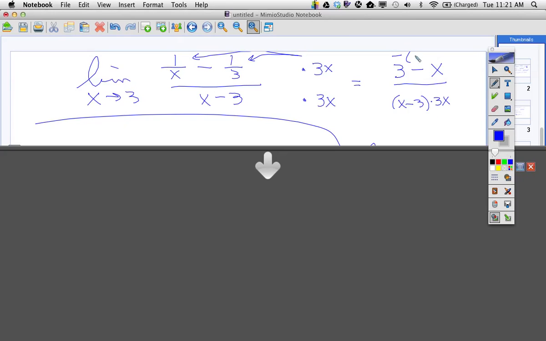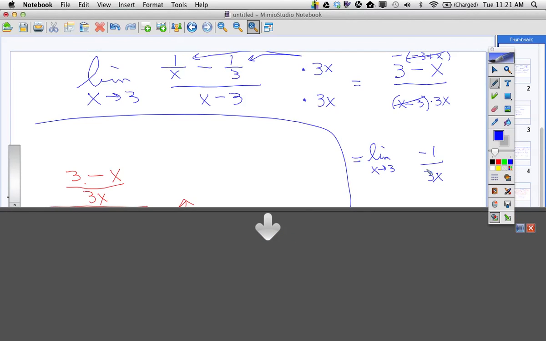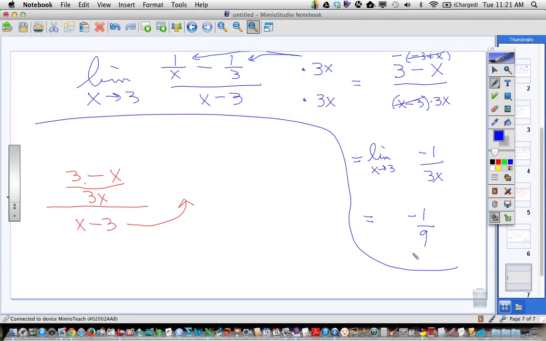Take out a negative, right? And then it'd be negative 3 plus x, which is the same as x minus 3, right? You take out a negative. And so then you would have negative 1 over 3x. You have negative 1 on top, 3x on the bottom. And now you can substitute. It's the whole thing: common denominator and cancel. Once you cancel, you now plug in a 3 and you get negative 1/9. So if you follow down with the blue, that's what that would look like.